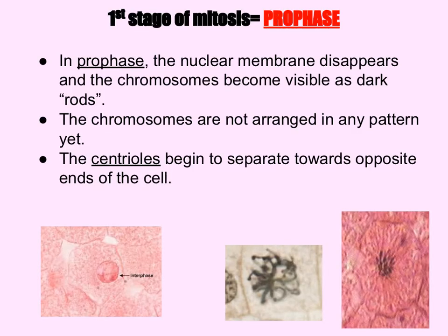Alright, so the first stage of mitosis, remember we had our little word PMAT to help us remember the order of the different phases, and PMAT starts with a P. So our first stage of mitosis is going to be prophase. This is where we can see down here, this is a cell. We cannot see any chromosomes inside that nucleus. This one is still in interphase. This is a plant cell that has entered prophase. And this is an animal cell that has entered prophase.